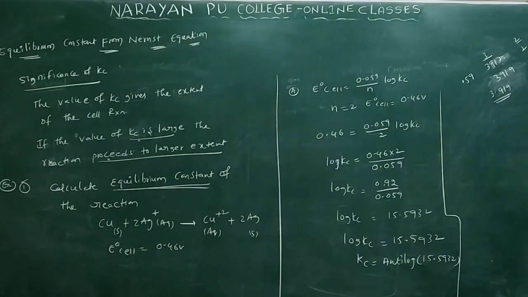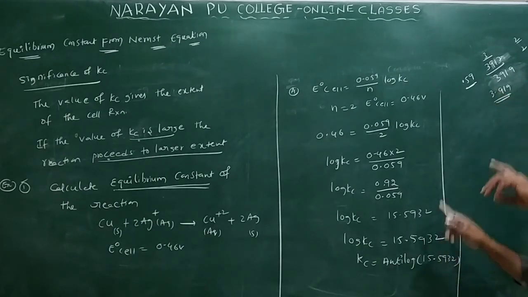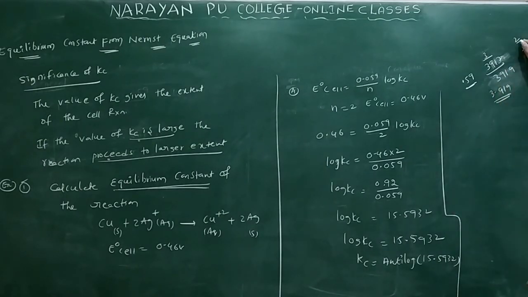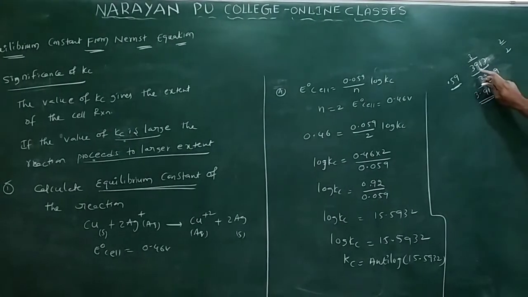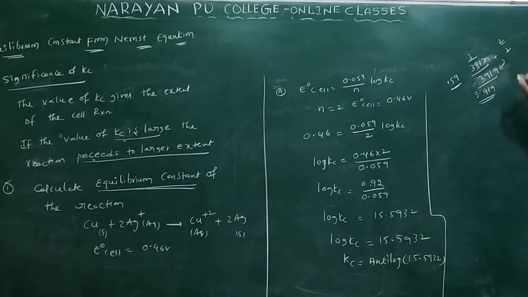You open your logarithm book and use the anti-log table. Anti-log of 0.59 under 3, you will get 3917, but here one more digit is there. In the mean difference table, under mean difference 2, you will get 2. You can add these two: 3917 plus 2 is 3919. We can put the decimal point after 1. So you will get 3.919.